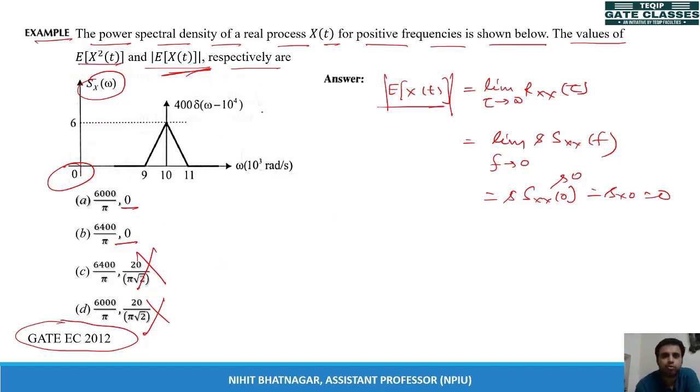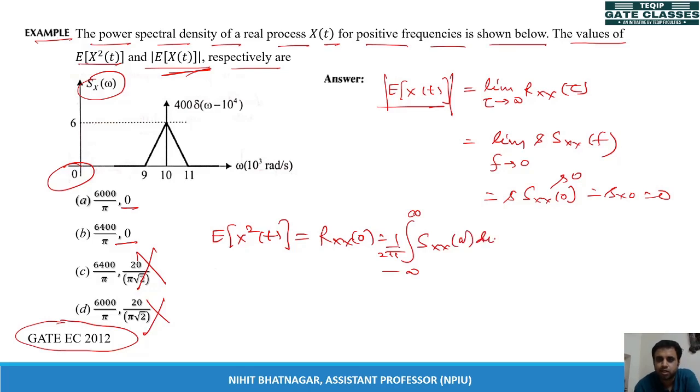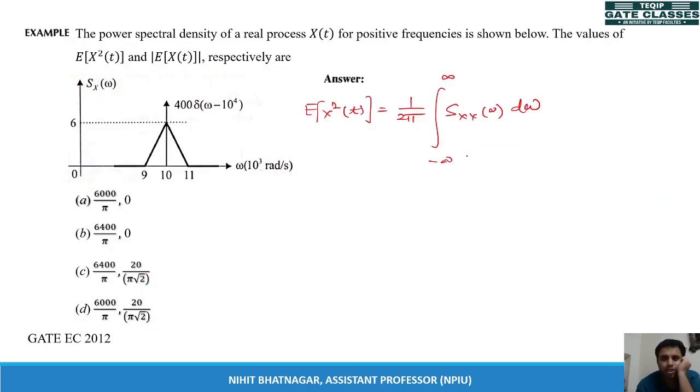Now the value of the expectation of x²(t). It simply becomes Rxx(0), or you can say 1 upon 2π integration from minus infinity to plus infinity of Sxx(ω) dω. Now here it is a triangular shape, and it is an impulse function. It is an impulse function. So it becomes 1 upon 2π then bracket.